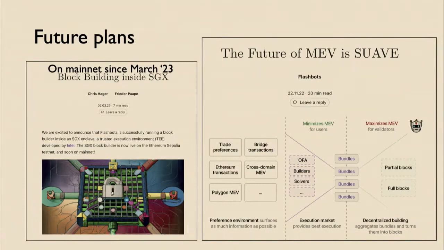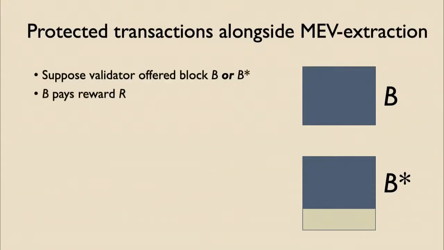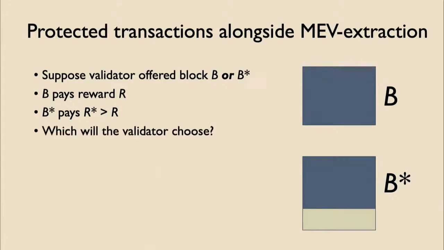So now let's look at the design of Prof in a little bit of detail, and also the incentives therein. Suppose you have these two blocks, B and B star. B star differs from B only in the fact that there is an extra bundle of transactions at the end. Otherwise, B star is completely identical to B. Now you offer these two blocks to the validator, where B pays reward R, and B star pays slightly higher reward because it has additional transactions in it. Now which one does the validator choose?